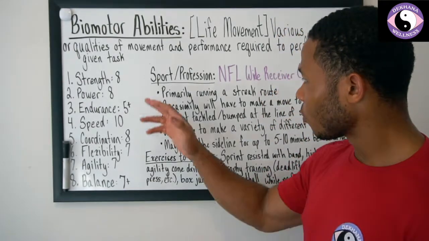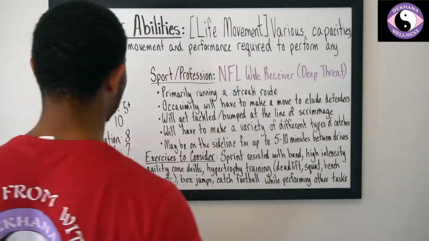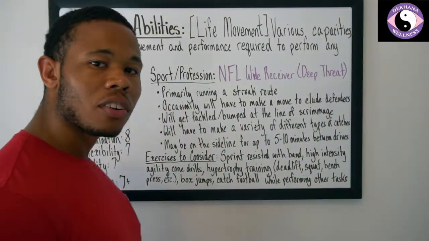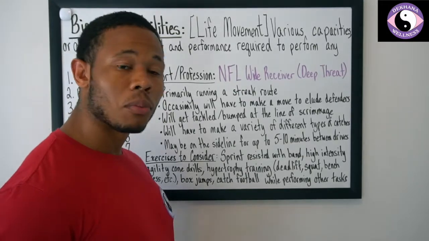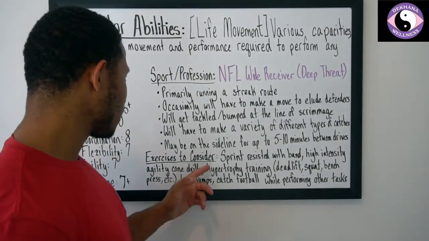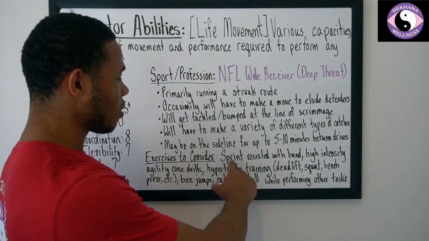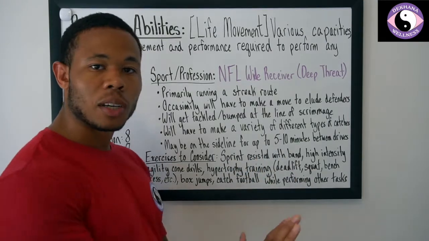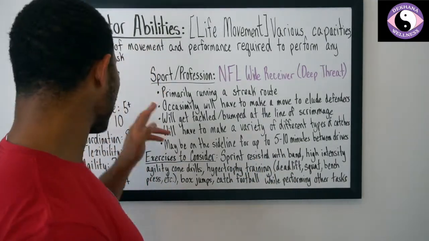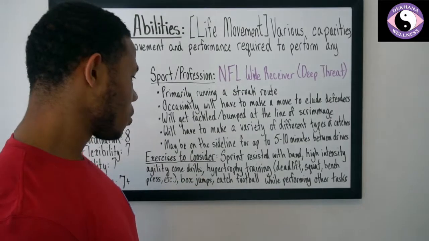All right, so again, we know the biomotor abilities now. We know what the qualities are for each, the quantity for each ability. So now we're going to look at what exercises we can think about. So we have a sprint resisted with the band, so that's going to help with the speed. Also still working on strength and power because it's resisted.